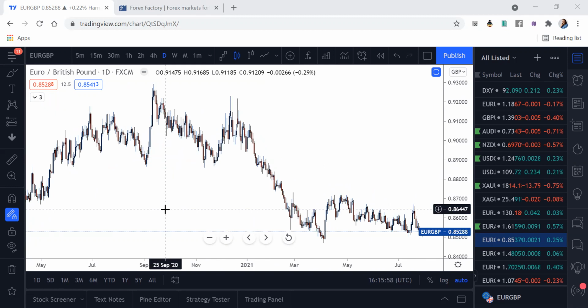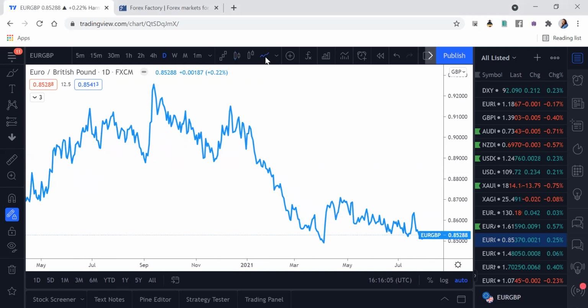I'm going to change to the line chart. Why am I changing to the line chart? I find that the line chart gets rid of a lot of noise that candlesticks would have. The wicks from news, sharp movements from news and stuff like that. So all the noise that the market creates with the candlesticks, I am able to eliminate with the line chart. So the line chart to me gives me clear structure.